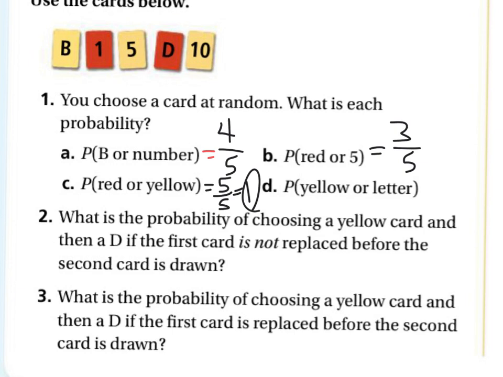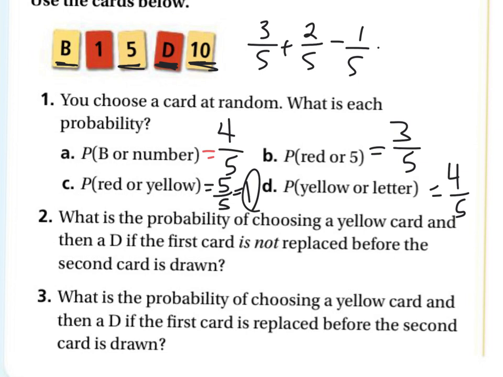And then part D, probability of a yellow or a letter. So if we look at this one, we've got 3 yellows. And then we have 2 letters technically, but one of them was already accounted for. So we could just say altogether, we've got 4 out of 5. The other thing, like the book mentioned, you could say it's a 3 out of 5 plus 2 out of 5 minus 1 out of 5. If you want to go that route, you get the same answer.